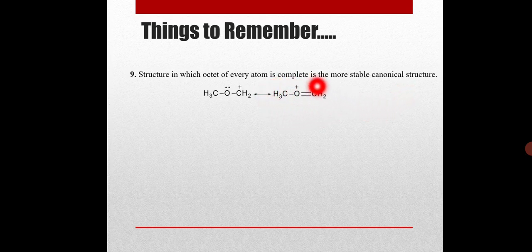This is a more stable canonical structure, because in this all the atoms that are making the bond have a complete octet. This carbon has a complete octet, this oxygen has a complete octet, this carbon also has a complete octet. So this is a more stable structure.